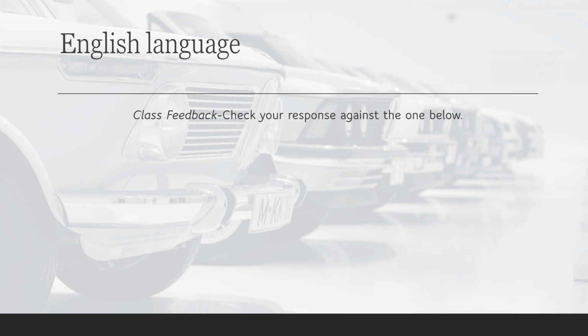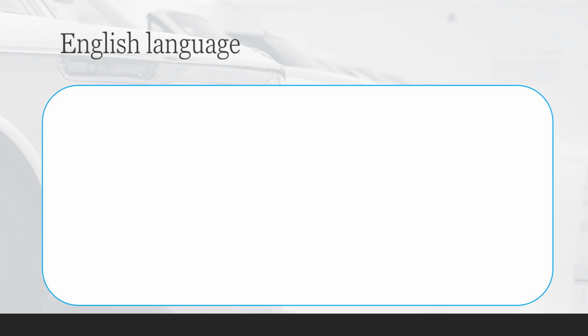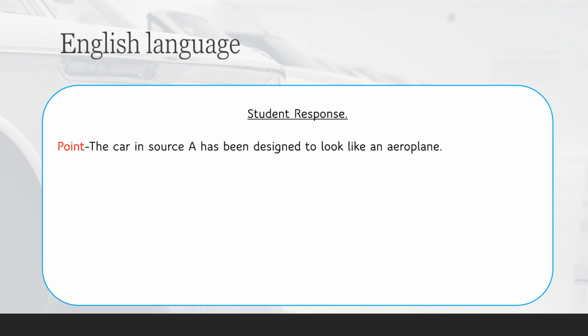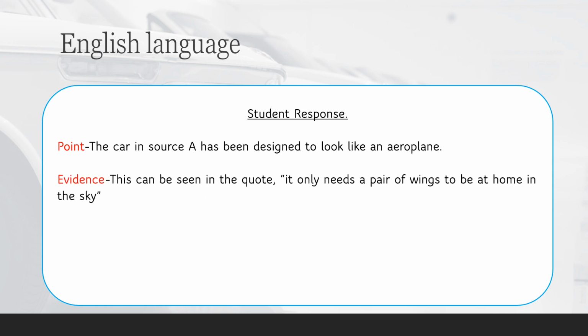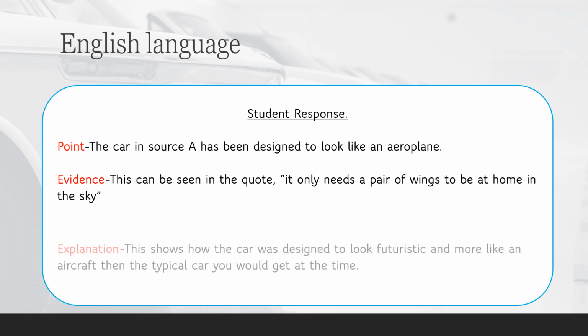Class feedback. Check your response against the ones below. What you're about to see is a typical response that you get for question 2. And it's laid out using a very familiar structure for most of you. So you've got point: the car in source A has been designed to look like an aeroplane. Evidence: this can be seen in the quote, "It only needs a pair of wings to be at home in the sky."